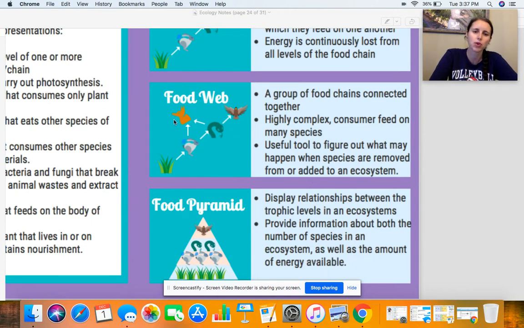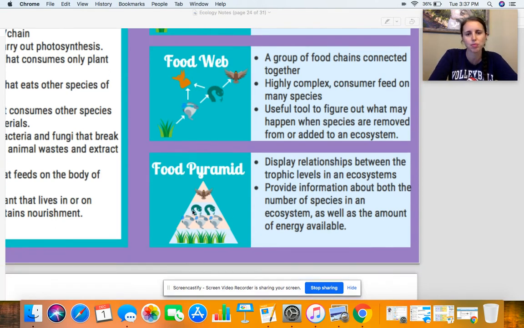For example, if we were to remove a wolf from the ecosystem because of hunting or over exploitation, you would see it impact this level and this level. So it'd have a pretty large impact on the ecosystem. They're harder to read, that's a downside, but they do tell us a bit more information.